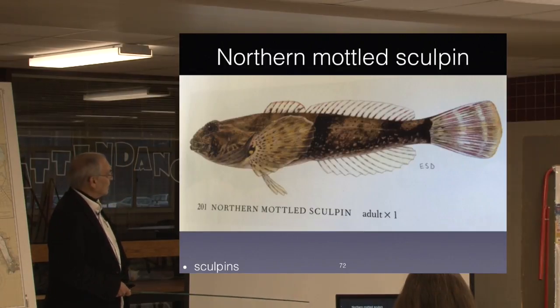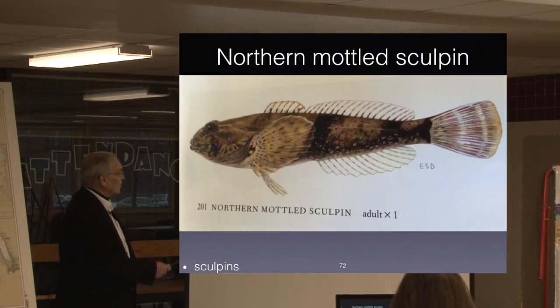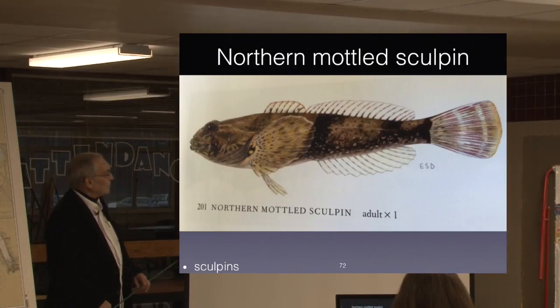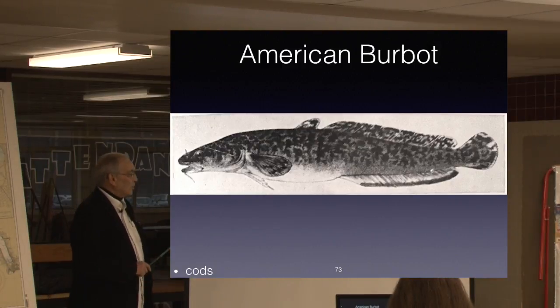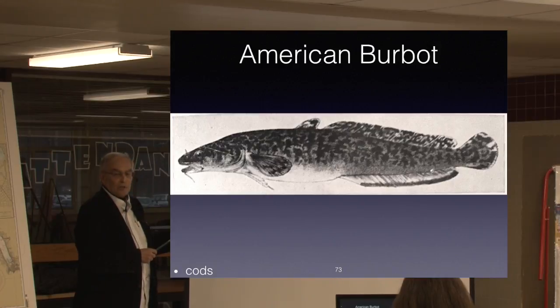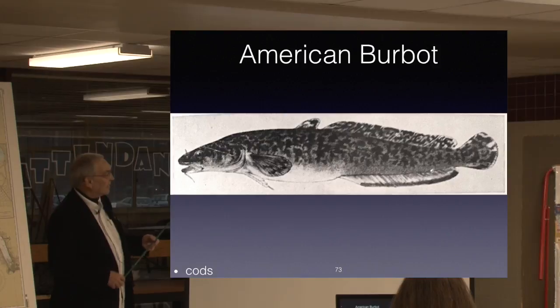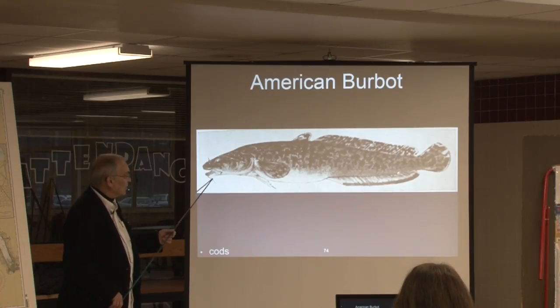Okay. Northern sculpin, that's another sculpin that we have. Oh, the American burbot, which we think is in the lake. Reed and Wright thought it was in the lake, but I've never caught one. They're a real deep water fish. It's in the cod family, Gadidae, I think, is the name of the family. Look, it's got these little barbels there.